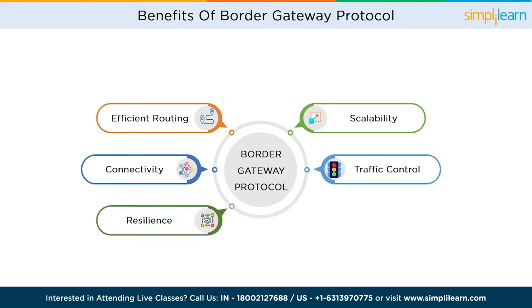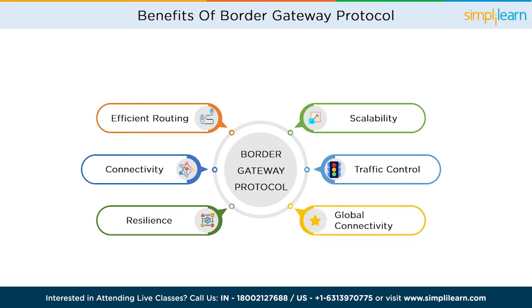Internet resilience. BGP enhances internet resilience by quickly adapting to network changes and failures. If a link or a route becomes unavailable or congested, BGP can reroute traffic through alternative paths. This dynamic routing capability helps maintain connectivity even in the face of network disruptions or failures, ensuring uninterrupted communication.